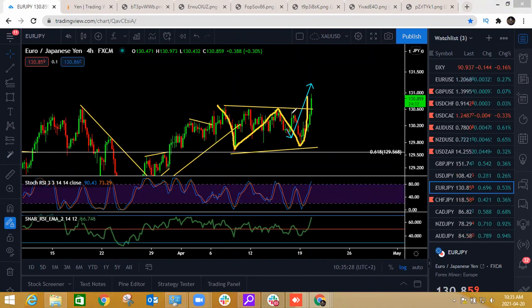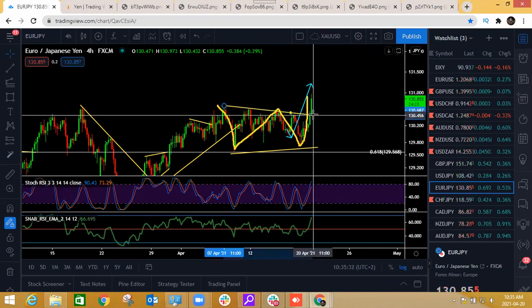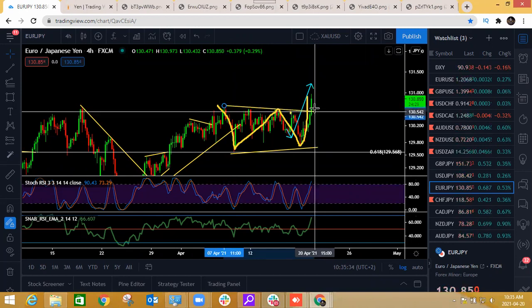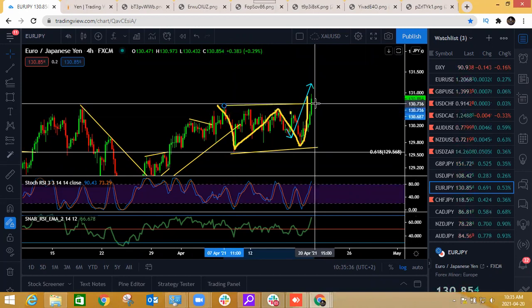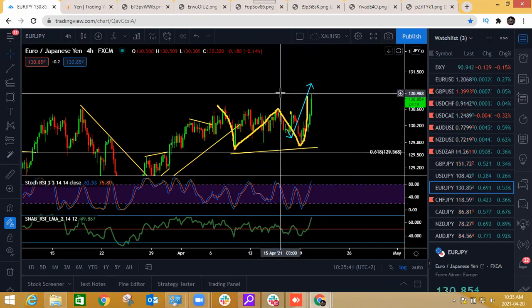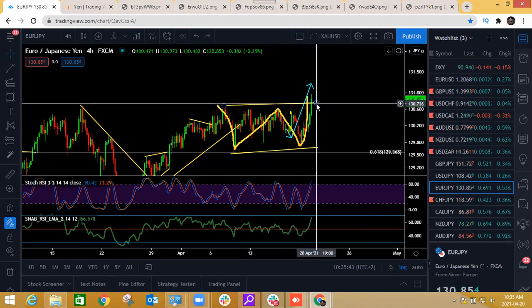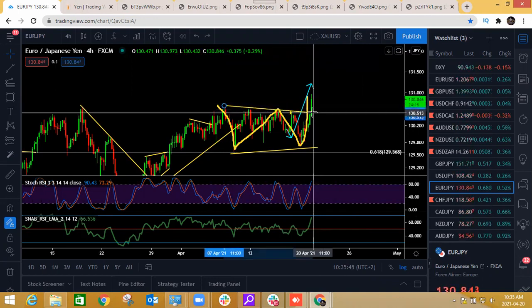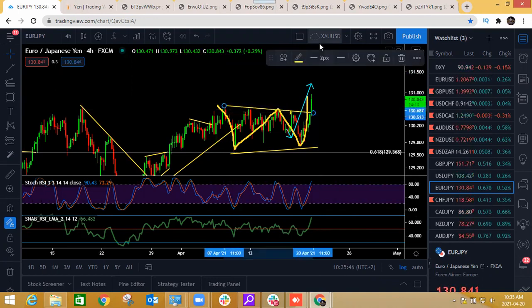So we were expecting the break to come here because this was the triangle. This is where the triangle was. Did not happen. So that means that is not a triangle, but rather a flat correction, which is now broken out of this structure at the top here. So upside is now open.